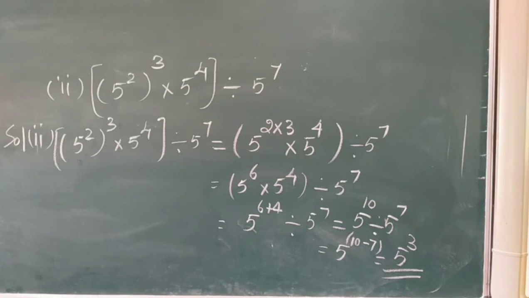See? Here a raised to m the whole raised to n is a raised to m n, so 5 square the whole raised to 3 is 5 raised to 2 into 3. 2 into 3 is 6. Then 5 raised to 6 into 5 raised to 4. Again a raised to m into a raised to n is equal to a raised to m plus n, so 6 plus 4 gives 5 raised to 10. We have to divide it by 5 raised to 7. When dividing, the powers must be subtracted. 5 raised to 10 minus 7, that is 5 raised to 3.